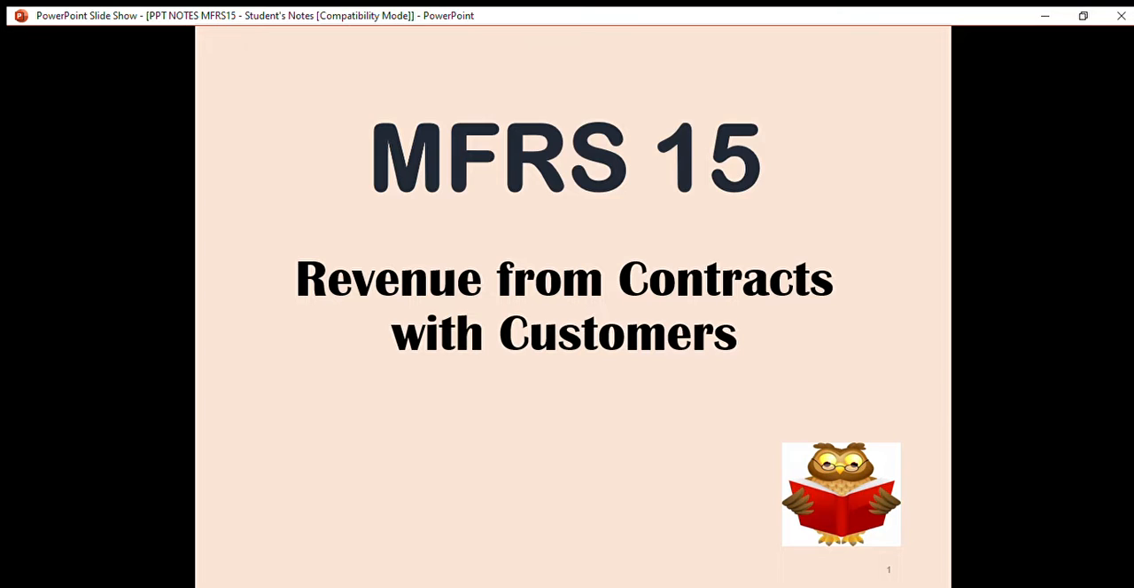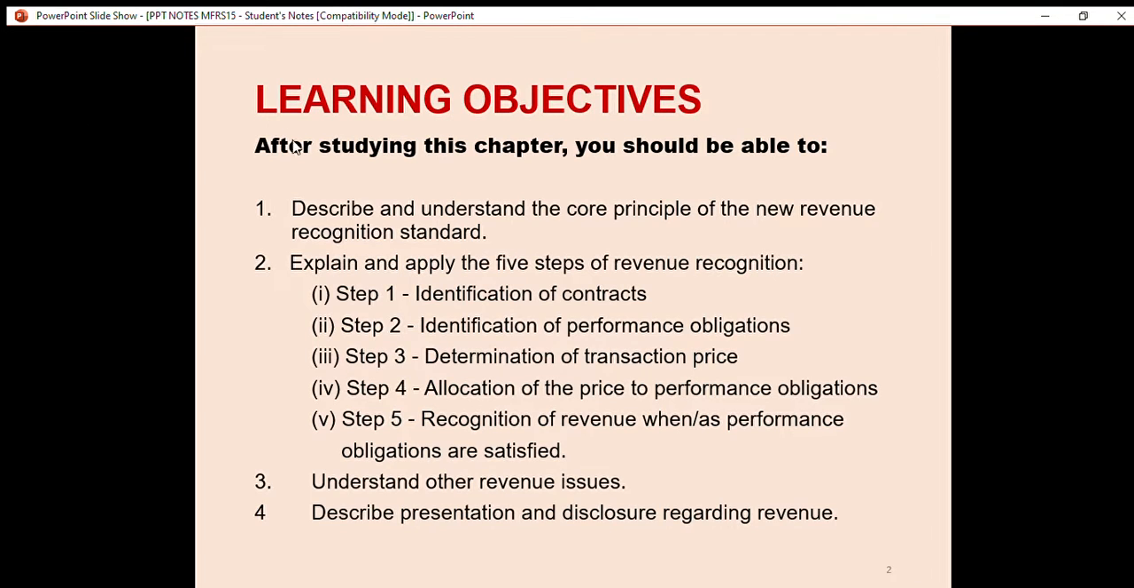I would like to explain to you about MFRS 15, Revenue from Contract with Customers. This is actually the third topic of our syllabus. First of all, let's have a look at the learning objectives.